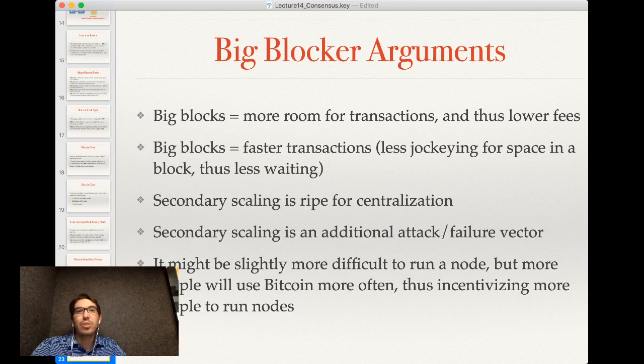We'll have faster transactions. Secondary scaling is a point for centralization, that if you have these other chains, these can be centralized. They're not going to be as decentralized as Bitcoin. And that's also some additional attack or failure vector. Something could go wrong with the secondary scaling. And finally, they do admit that it will be slightly more difficult to run a node, but if more people are using Bitcoin, because they can have lower fees and more transactions, then it will incentivize more people to run nodes, even if it's more difficult.